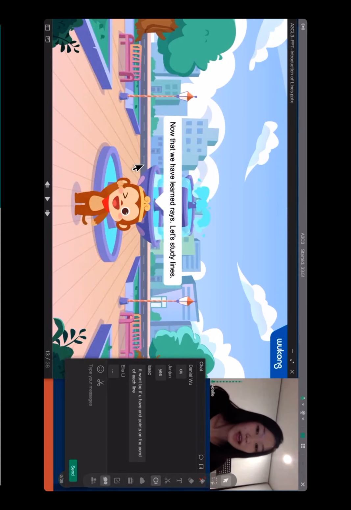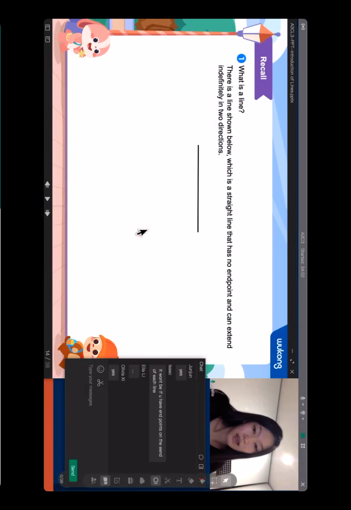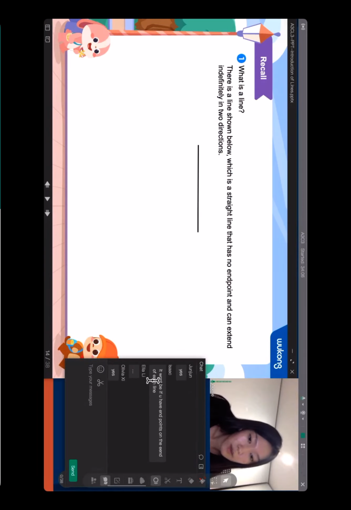So now we have learned rays, and hopefully everyone understood, and we're going to go ahead and study lines, okay? Let's see. It won't be if you have endpoints on the end of each line.